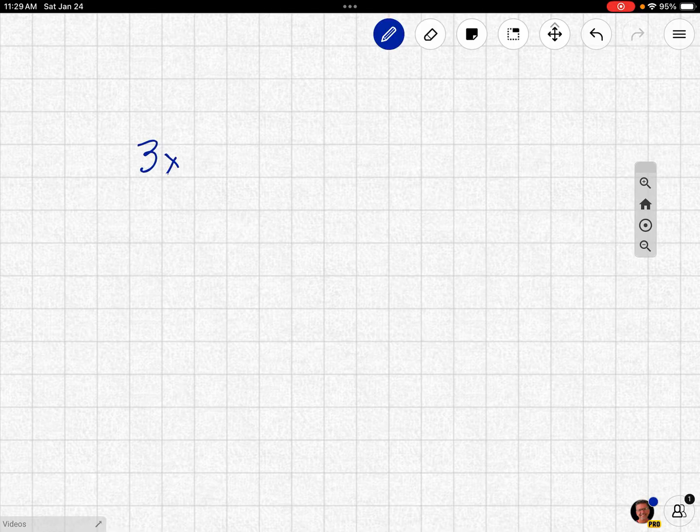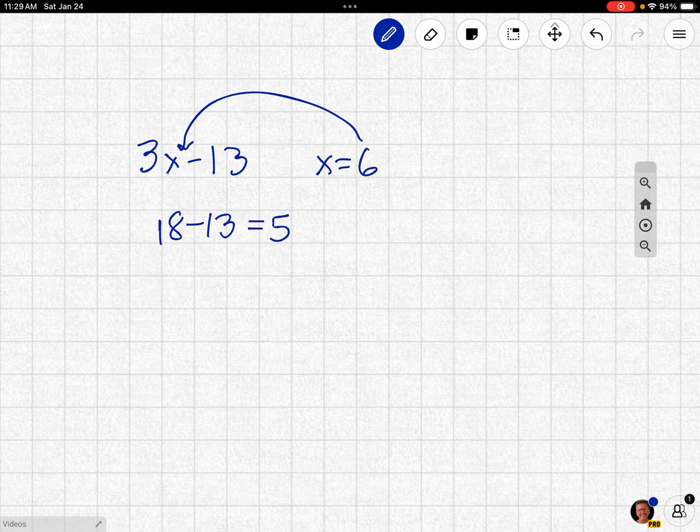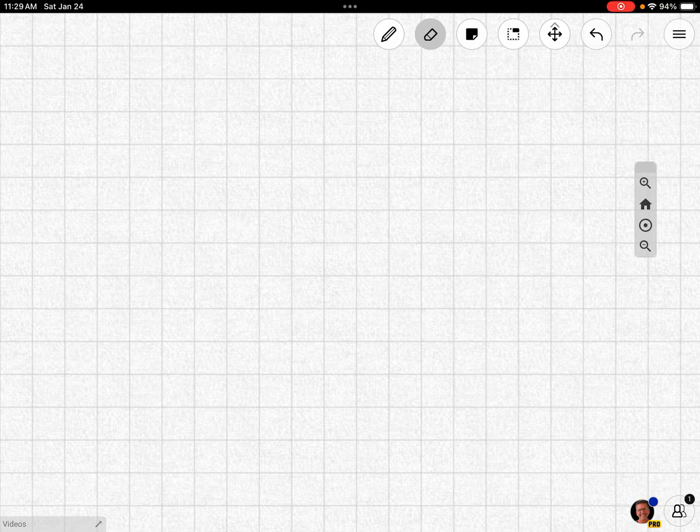We got 3x minus 13 as the next one, and x is equal to 6. So if I plug a 6 in place of that x right there, that becomes 3 times 6, which is 18 minus 13 is equal to 5. Easy, easy. All you have to do is know how to multiply, add, and subtract, or maybe do some division. It's just addition, subtraction, multiplication, division, the same stuff you've been doing forever.